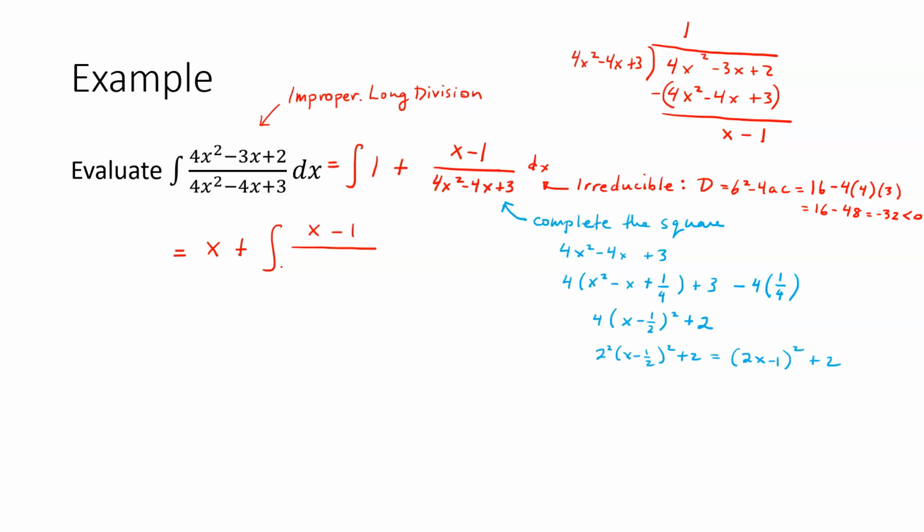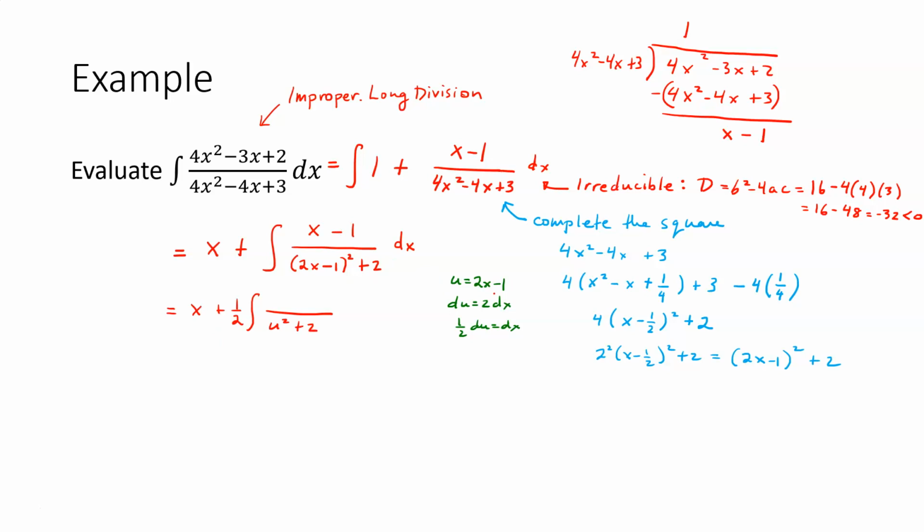Okay, so just doing that little algebraic maneuver now, I'm set up in a way where I can substitute this 2x minus 1. So let's let u equal 2x minus 1. So du is 2 dx. So we get 1/2 du equals dx. So now this integral becomes 1/2 integral, and down here we'll have u squared plus 2.